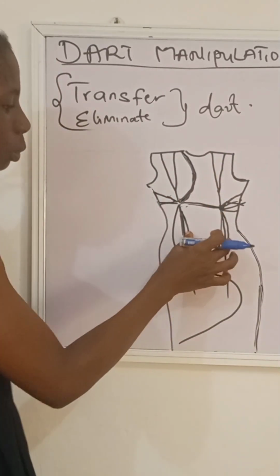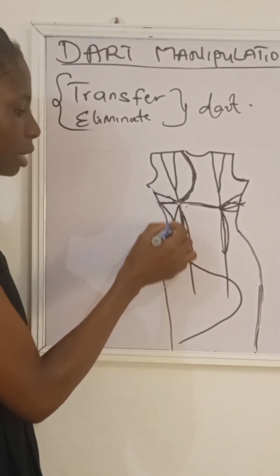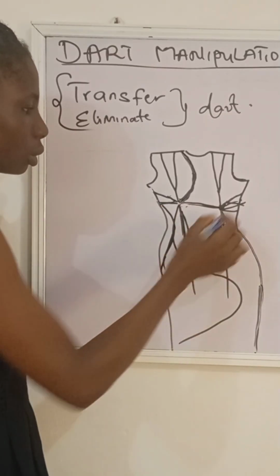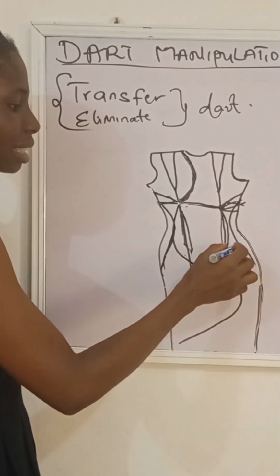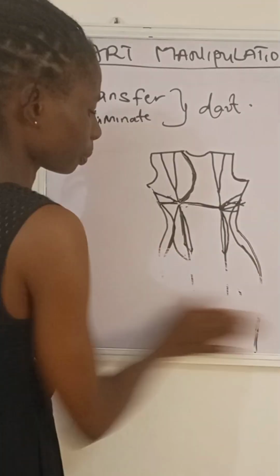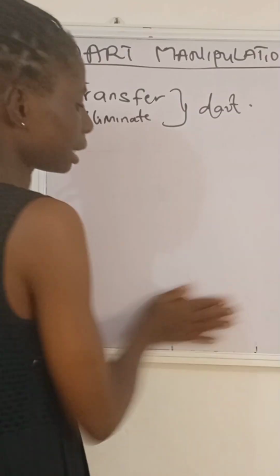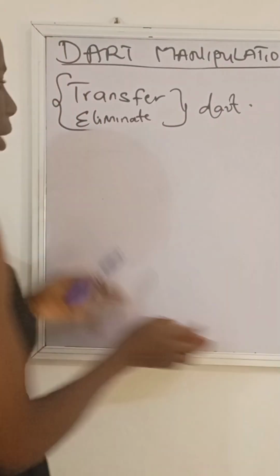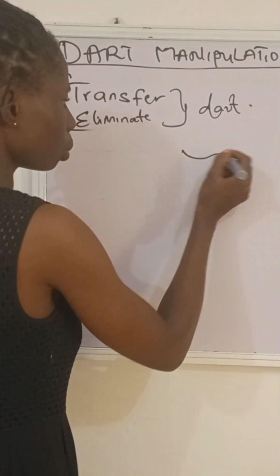Do you understand? This waist dart is easy. You can actually eliminate it on the waist. You just eliminate your waist dart. That's the easiest method that you can use for the waist dart. So when you eliminate the waist dart, you know that you probably have your shoulder dart and your bust dart, and that will be very easy for you to work with.